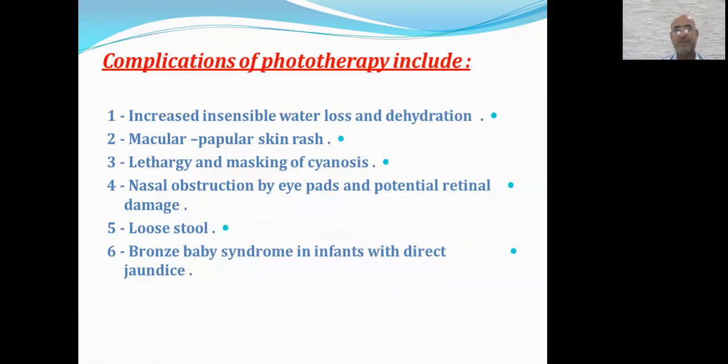Complications of phototherapy: simple complications include increased insensible water loss and dehydration, which should be avoided by increasing the feeding, maculopapular skin rash, lethargy, masking of cyanosis, nasal obstruction by the eye pad, and potential retinal damage. Of course, every newborn in phototherapy should have both eyes covered. Also restlessness, diarrhea, and bronze baby syndrome in an infant with direct jaundice.